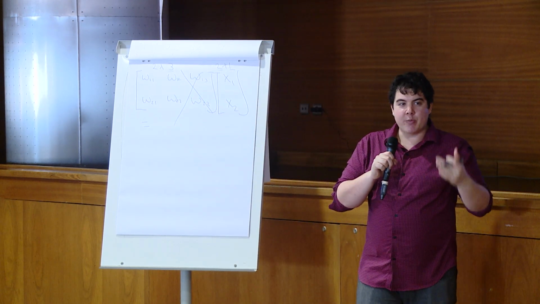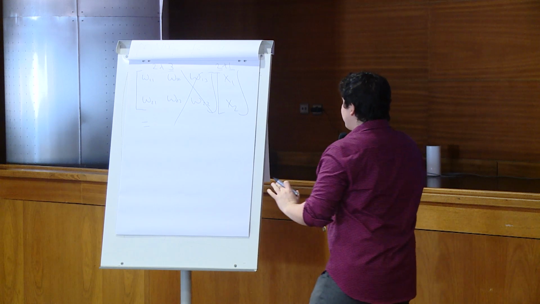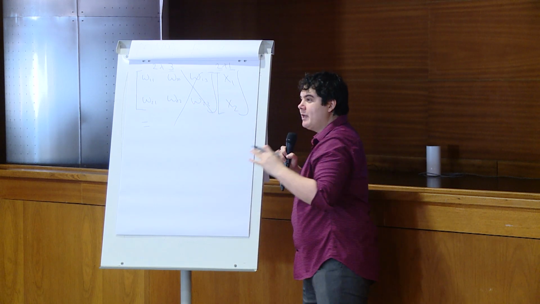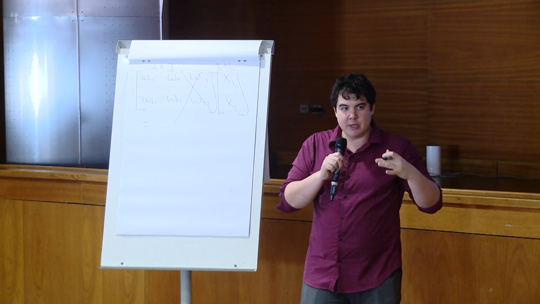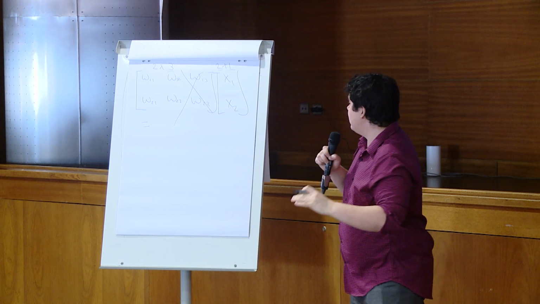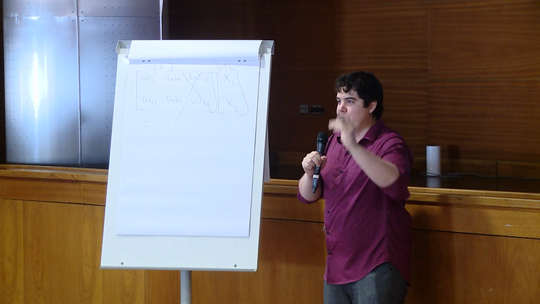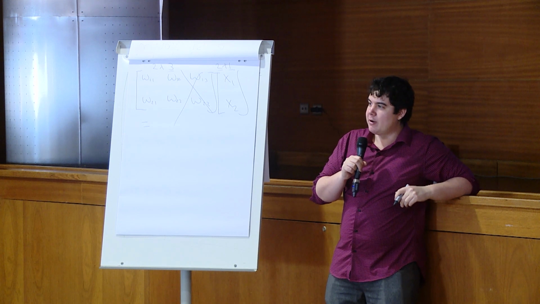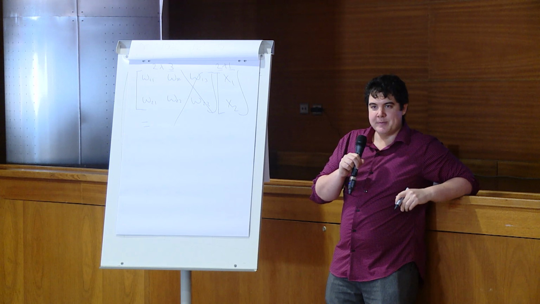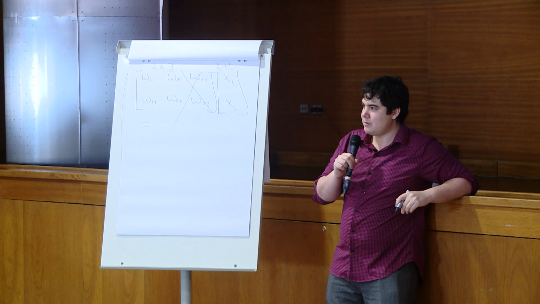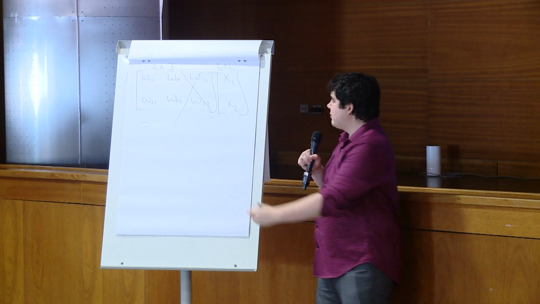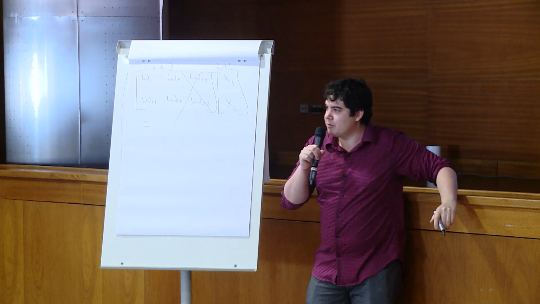So the number of columns is constrained. The number of columns has to be equal to the size of this vector. But is there something else that I can choose here? Can anyone see? I can't choose the number of columns, but what can I choose?